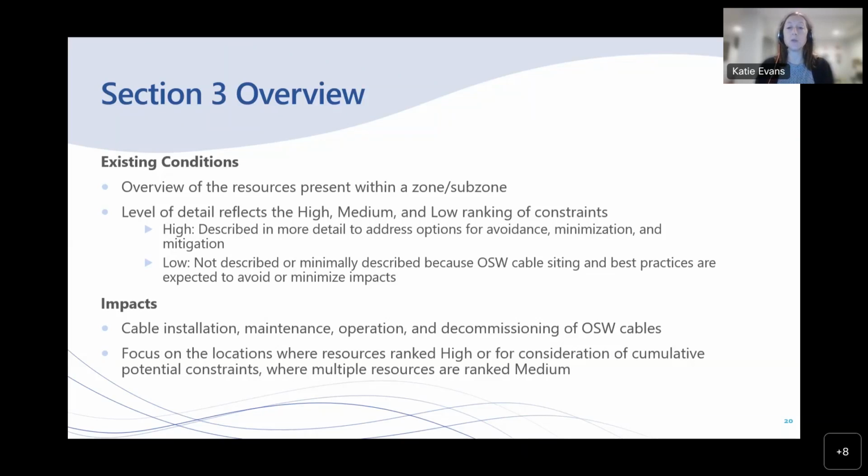So on the other end of the spectrum, resources ranked low are not discussed or maybe minimally described because careful offshore wind cable siting and implementation of best practices are expected to be able to avoid and minimize impacts to those resources. With respect to impacts, potential impacts from cable installation, maintenance, operation, and decommissioning relevant to siting multiple offshore wind cables are described for each resource. Those discussions focus on locations where resources are ranked high or to consider cumulative potential constraints where multiple resources are ranked medium within a zone or subzone. Next slide, please.